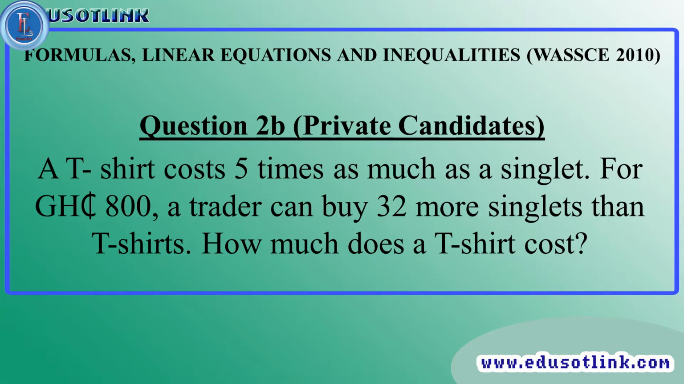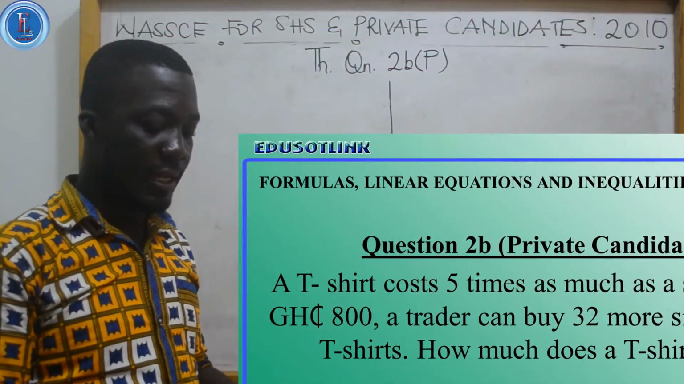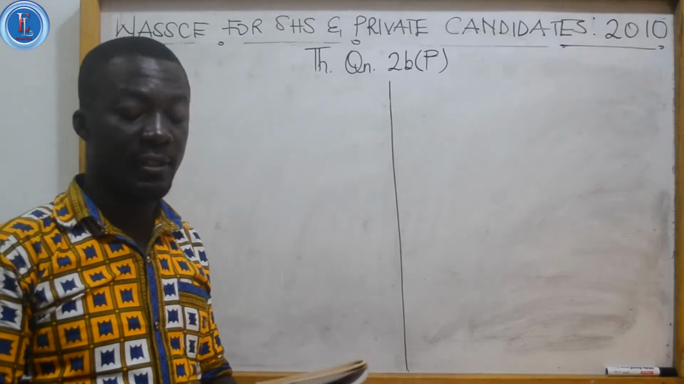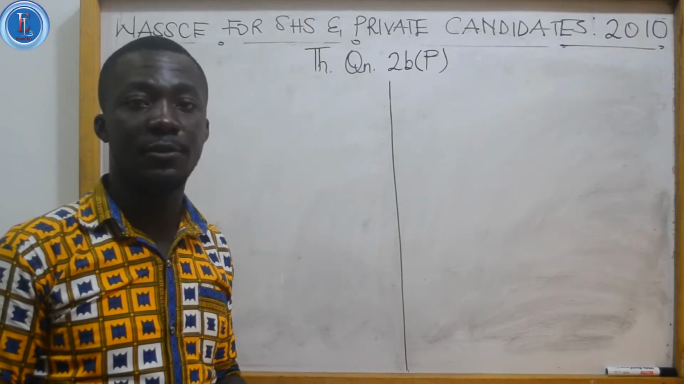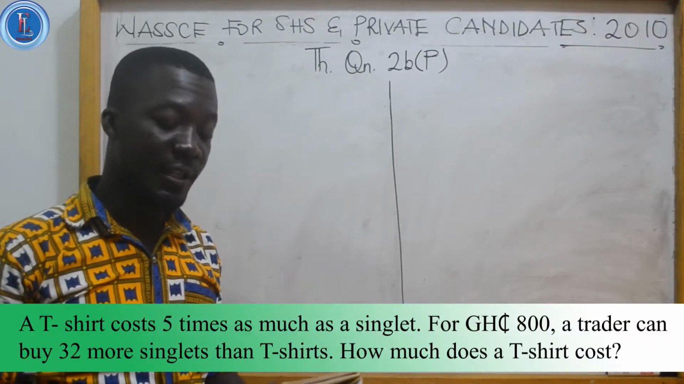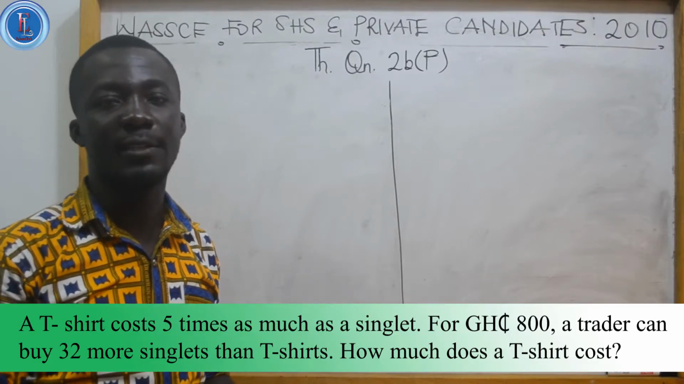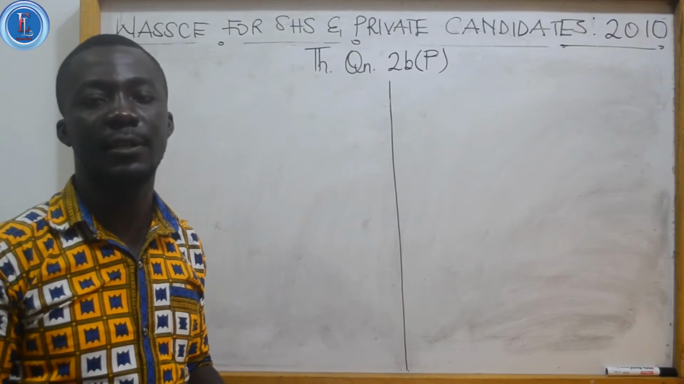Alright, the question is about a t-shirt and a singlet, and we are to find how much a t-shirt costs. The cost of a t-shirt. So the question begins: a t-shirt costs 5 times as much as a singlet.